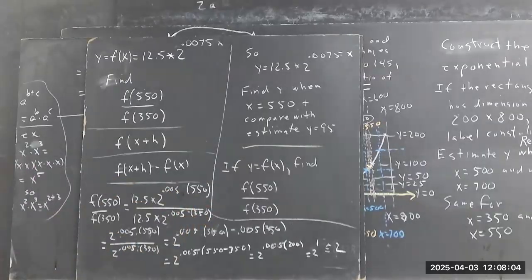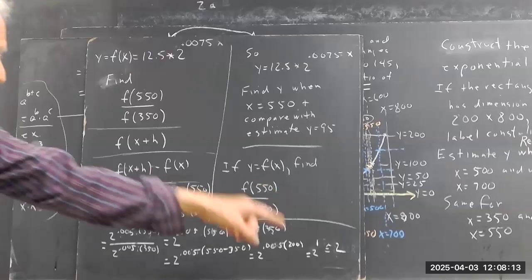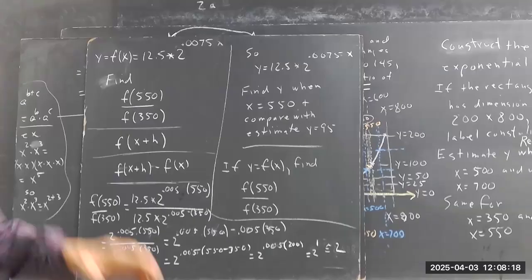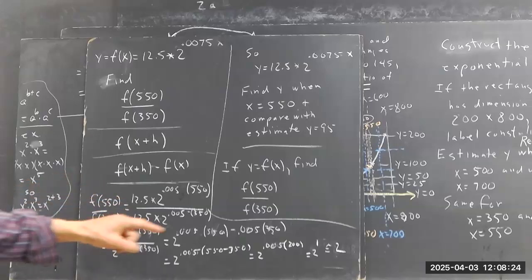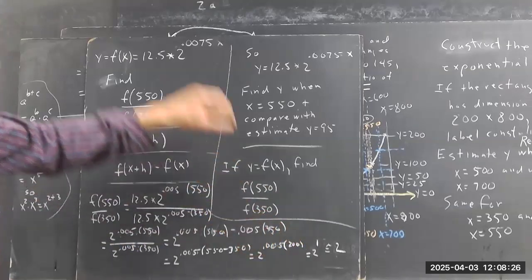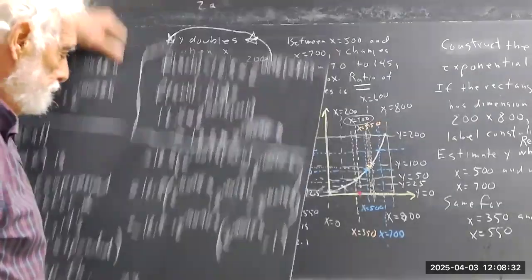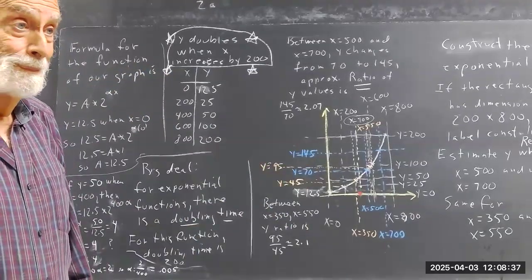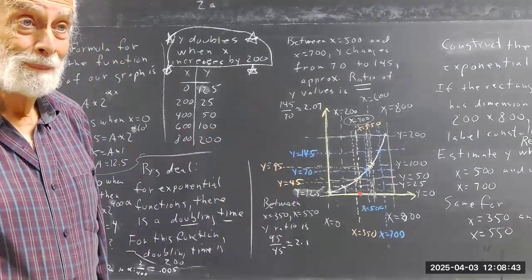What does this tell you? This tells you that when x changes from 350 to 550, y doubles. How's that consistent with what I've been trying to tell you? X changes by 200, y doubles, as it did for the table that we get from the construction points. Okay, as it almost did for our estimates.